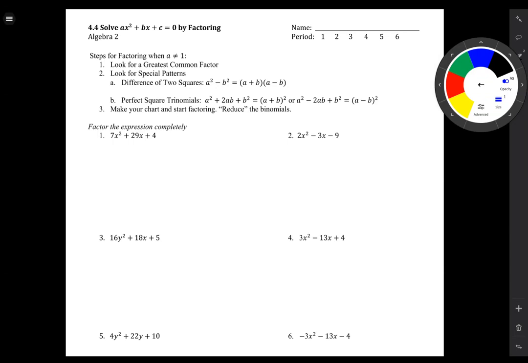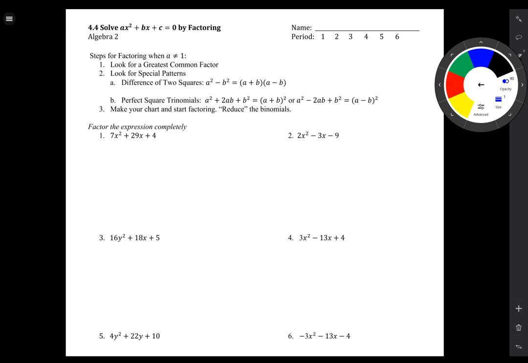Hello, Algebra 2 students. Today we are going to do section 4.4 notes, solving ax squared plus bx plus c equals 0 by factoring. Notice in this section, the title is different by one letter, and that letter happens to be A. Even though we identified A, B, and C last time in our notes, we will still do that. But last time, in all of our problems, A was always equal to 1.